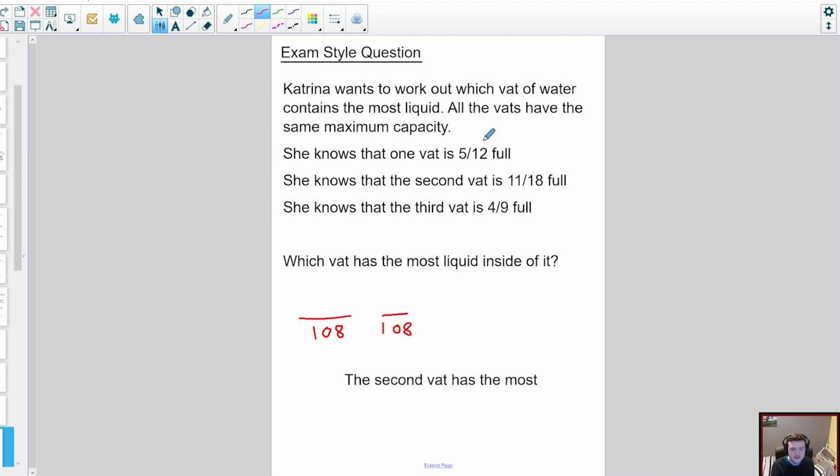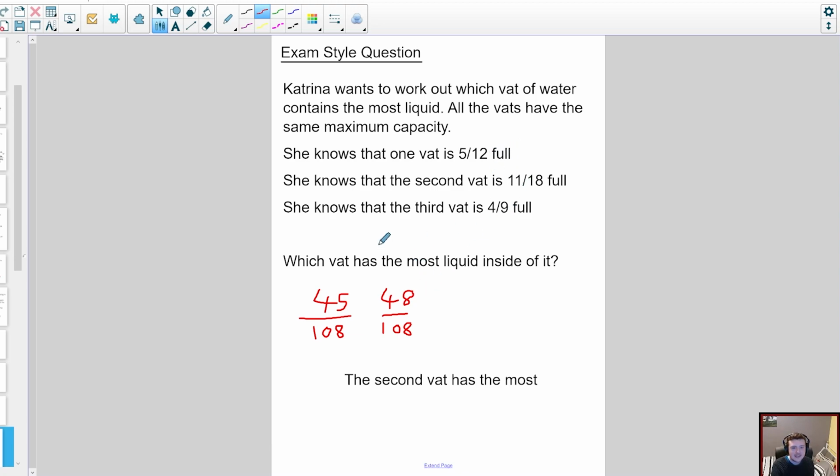Then, how do I get from 12 to 108? I times it by 9. So 5 times by 9 is 45. Okay? How many 9s to 108? Well, 9 times 12 is 108. And so what we're going to end up with is 4 times 12 is 48. Okay? So far, I've worked out that 4 9ths is bigger than 5 12ths.